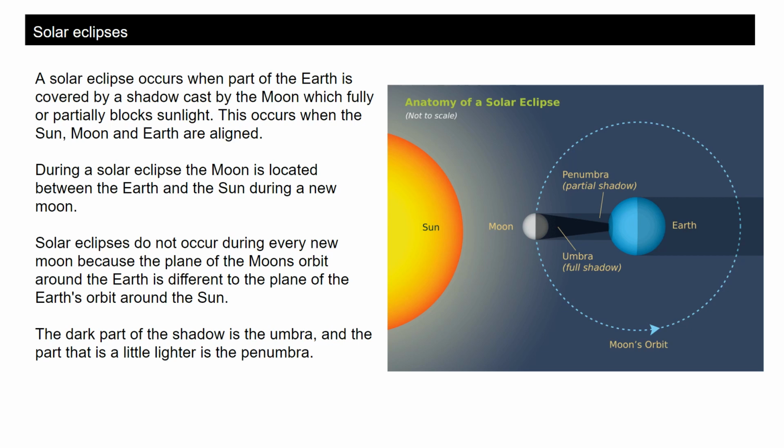A solar eclipse will occur during a new moon, okay, but it won't occur in every new moon because the angle of the plane of the moon's orbit around the Earth is slightly different to the plane of the Earth's orbit around the sun. So they only line up every 18 or so months. So approximately every 18 months, you'll have a solar eclipse somewhere on Earth. But for example, a solar eclipse won't be visible from Ireland maybe every 300 to 400 years.